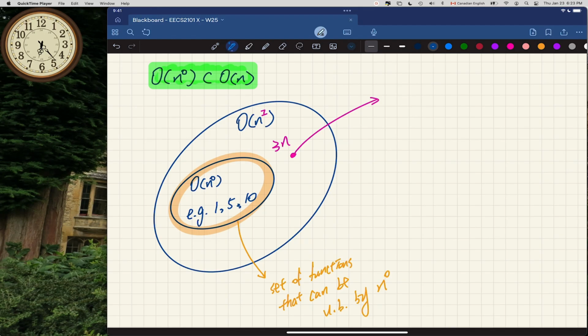So 3n, I claim that it can be upper bounded by n to the power of 1. Obviously, you can choose 4, for example. You can upper bound that easily. But I want to say 3n can never, ever be upper bounded by n to the power 0. You might be thinking, what if I choose a very, very, very large c? No, it's not going to work. No way. Okay? So you've got to see some diagram.